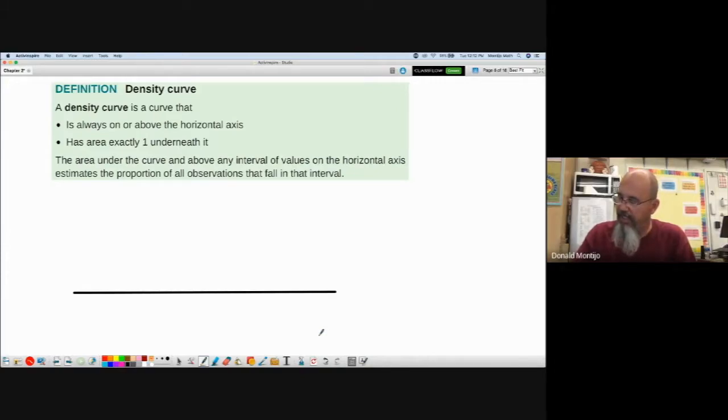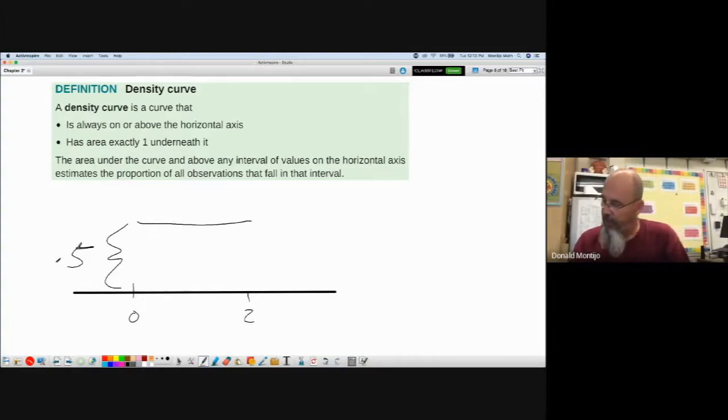You will commonly see density curves like this, a straight line. They'll ask you questions about them. And then we'll know that from here to here, this is 0 to 2. And they'll tell us that the height here is 0.5. However, we will not spend a whole lot of time using density curves like this.